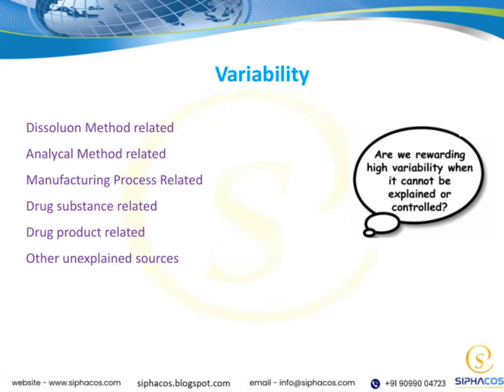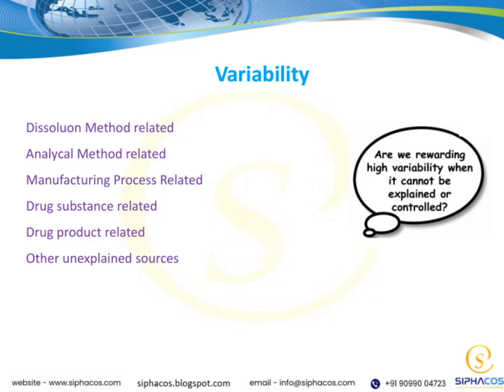Let's dive into the different sources that can contribute to variability in pharmaceutical analysis. First, the dissolution method itself can impact results. Small changes in how the test is performed or the conditions used can lead to differences. Then, we have the analytical method-related factors, such as calibration, sensitivity, and precision of the instruments, which are crucial for accurate measurements. Next, the manufacturing process-related factors play a significant role.